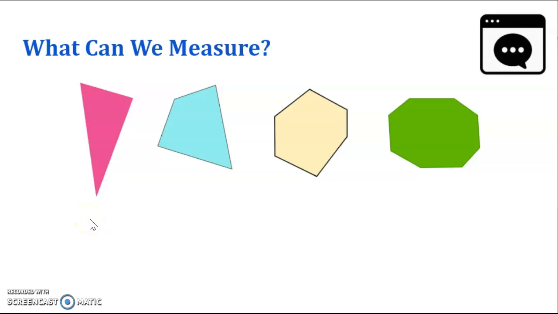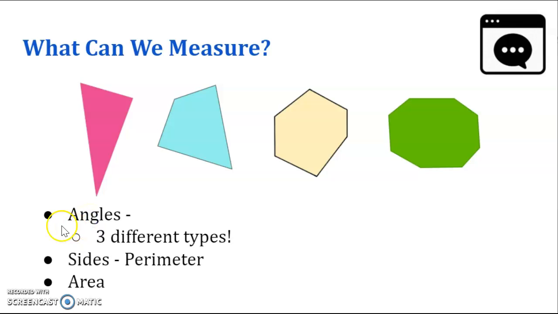What can we measure when it comes to polygons? Well, we can measure angles, and there are 3 different types of angles in a polygon. If you look at this turquoise figure, what's inside the polygon, we call the interior angle. What about the other side? We call that the reflex angle. And then there is the exterior angle: when we extend one of the sides, the angle formed between the polygon's side and the extended side is called the exterior angle. So there are 3 different types of angles formed at each vertex of the polygon.